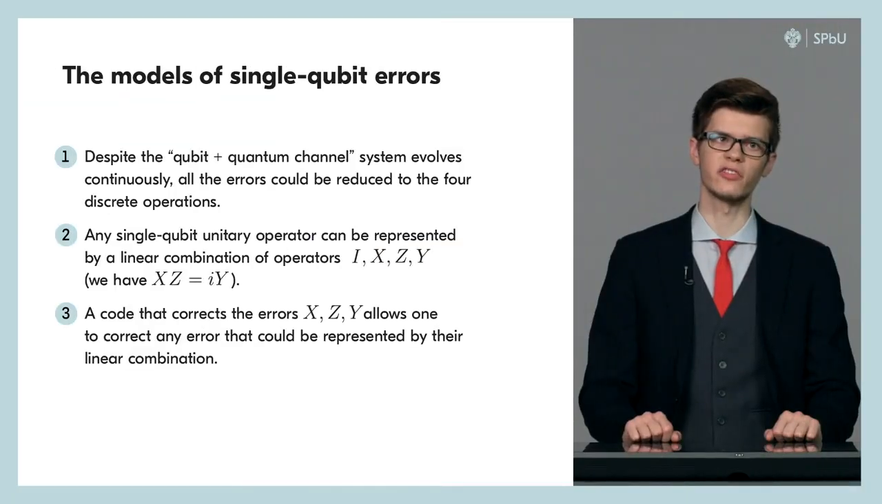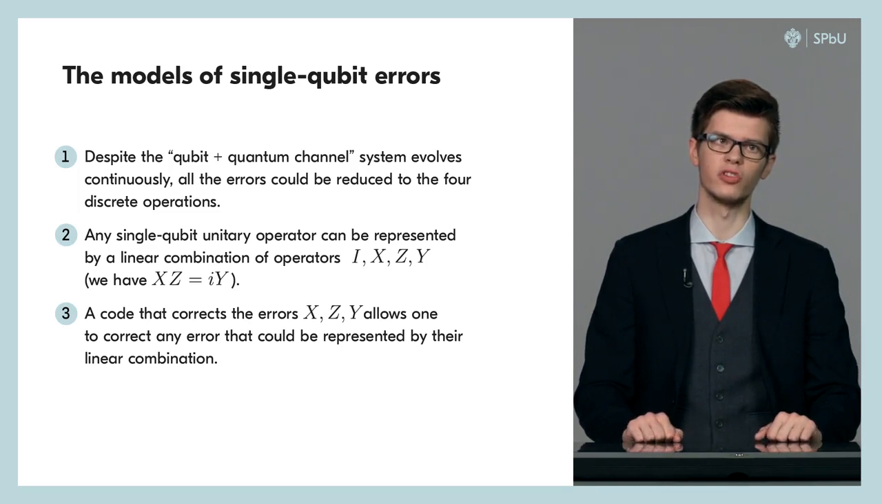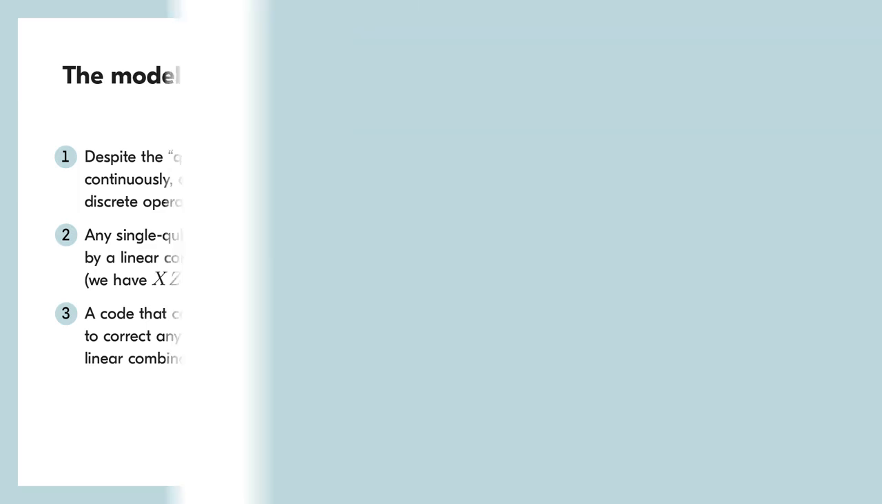Despite the continuous nature of the qubit plus channel system interaction, we should only learn how to correct these 3 error types instead of an infinite number of them. Moreover, we've learned before that these errors can be represented by the Pauli matrices. And as any function of Pauli matrices or a product of them can be rewritten using the Pauli matrices and the identity matrix, any combination or sequence of these errors will reduce to these 3 error types.